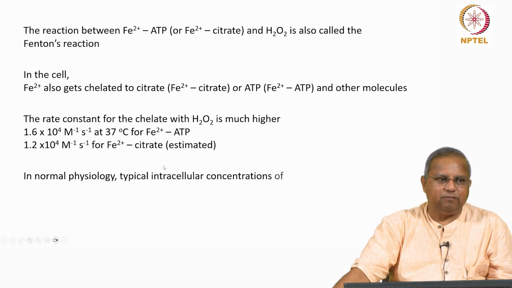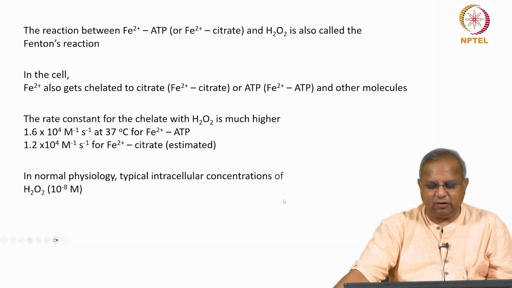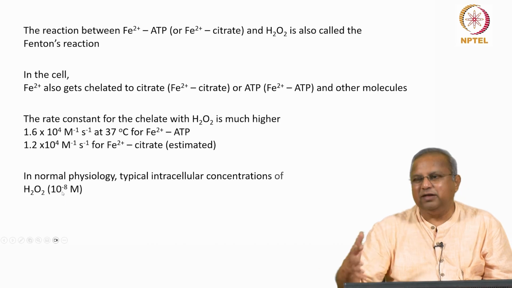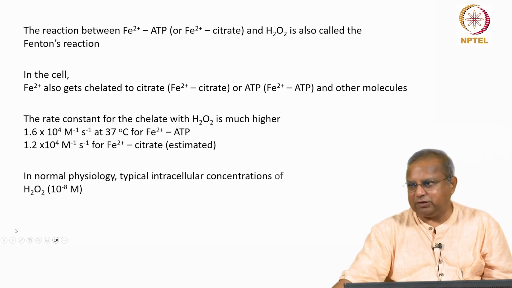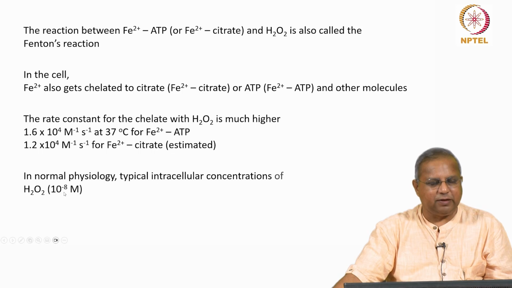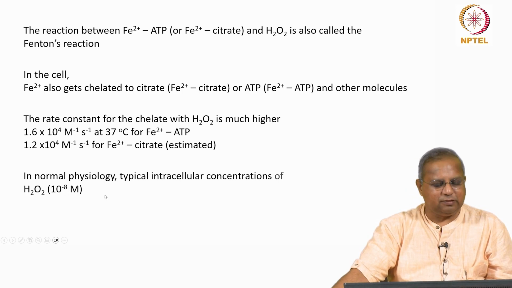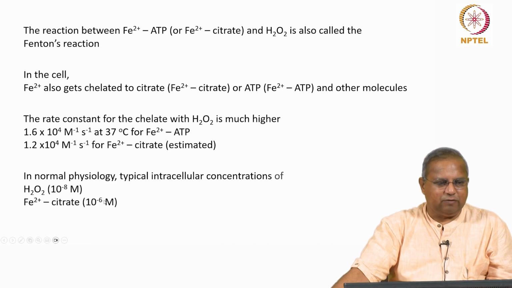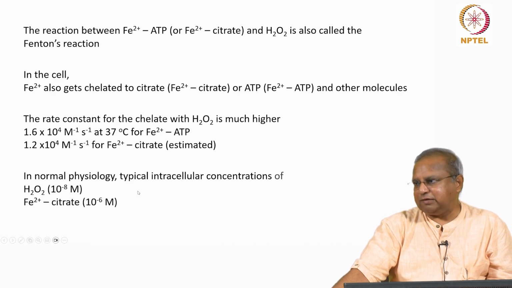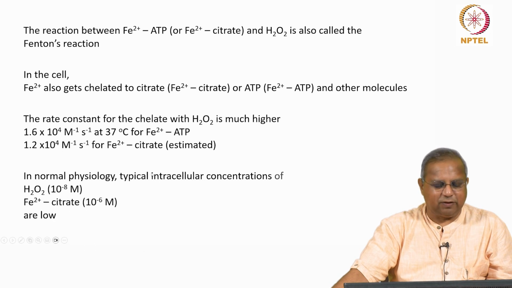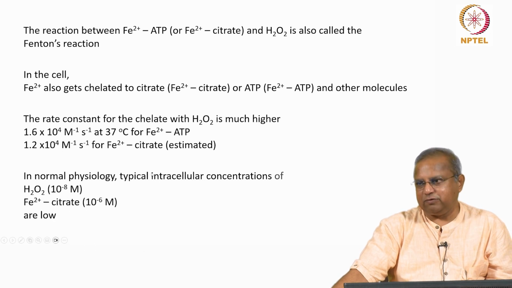And in normal physiology in the cell, typical intracellular concentration of hydrogen peroxide is about 10 power minus 8 molar. Under standard conditions, there would be variations, but under standard conditions, about 10 power minus 8 molar. It's good to note this down, remember this, 10 power minus 8 molar. Ferrous citrate happens to be 10 power minus 6 molar, typical value, and of course, they are very low.